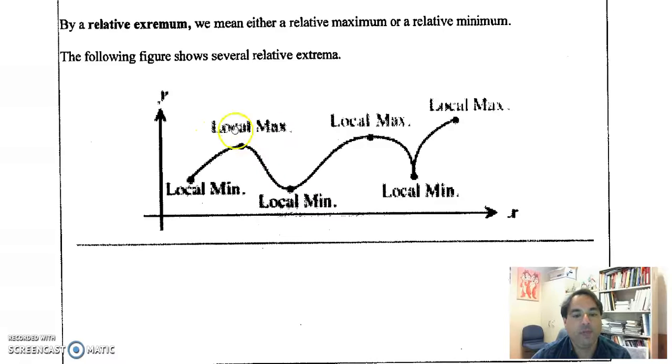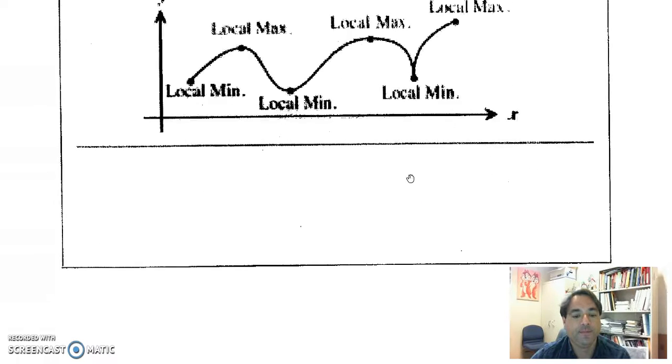Notice we have three relative or local max. Those would be the high points. And then a local min or a relative min would be the low points. So there'd be three of those.